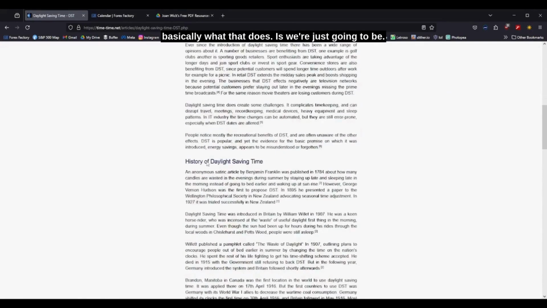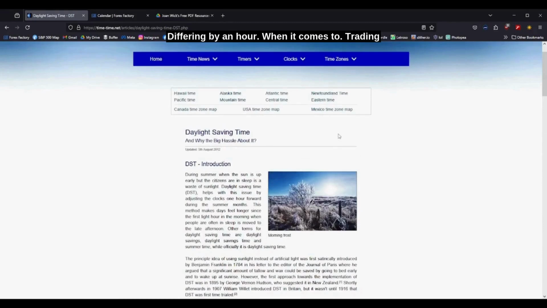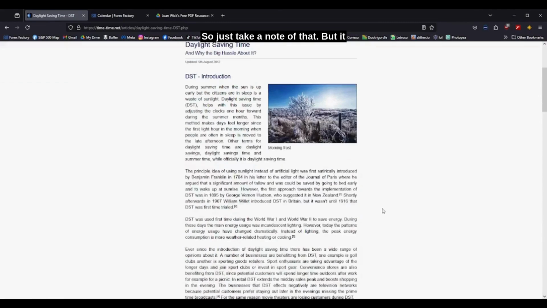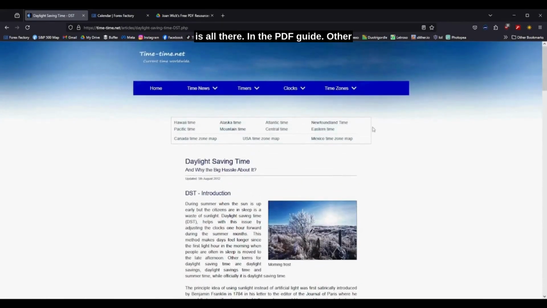And basically what that does is we're just going to be differing by an hour when it comes to trading with US times, or whichever country uses daylight savings. So just take note of that. But it is all there in the PDF guide.